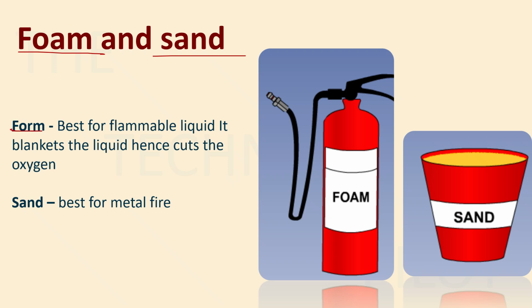And then you have your foam and sand. So foam is best for flammable liquids. It blankets the liquid and hence cuts the oxygen. So again, self-explanatory, right? And you have sand, which is best for your metal fires, right?